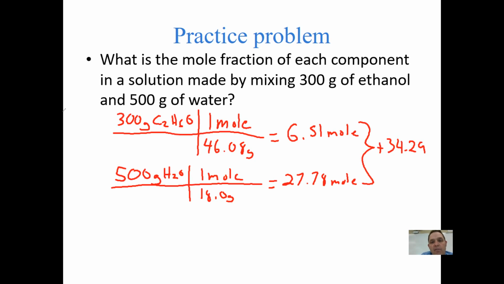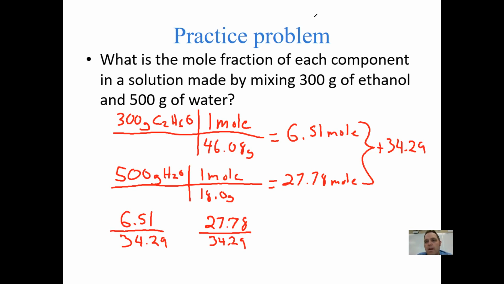So what's our mole fraction? Mole fraction of the ethanol is 6.51 over our total, which is 34.29. Now it says each component, so let's talk about water. And we know that water, 27.78 moles over our total, which is 34.29. So that's just our mole fraction. Really, we've done these a lot, percents and stuff and what we want to.